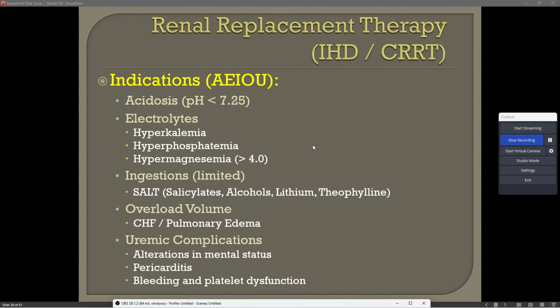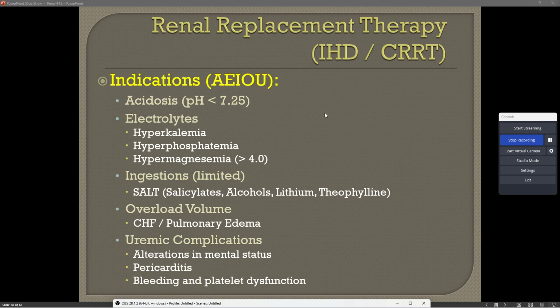So anyway, what we're after here is whether or not we have the indications, and the indications are A, E, I, O, U. Now I need you to know this. Please put a star next to it. If your pH is lower than 7.25 and you are acidotic, you are a candidate. If your electrolytes are out of whack, hyperkalemic, hyperphosphatemic, and hypermagnesemic, really, really high, we're going to go ahead and consider this. Ingestion of salt, so salicylates, alcohols, lithium, and theophylline. So overdoses essentially of these, or excess of these.